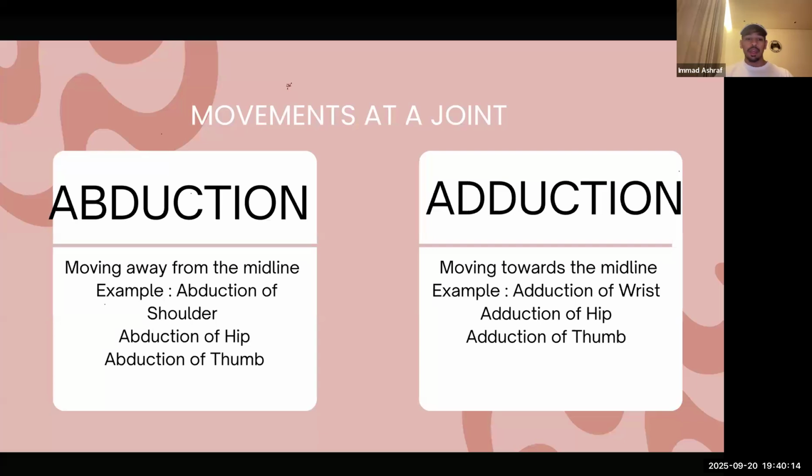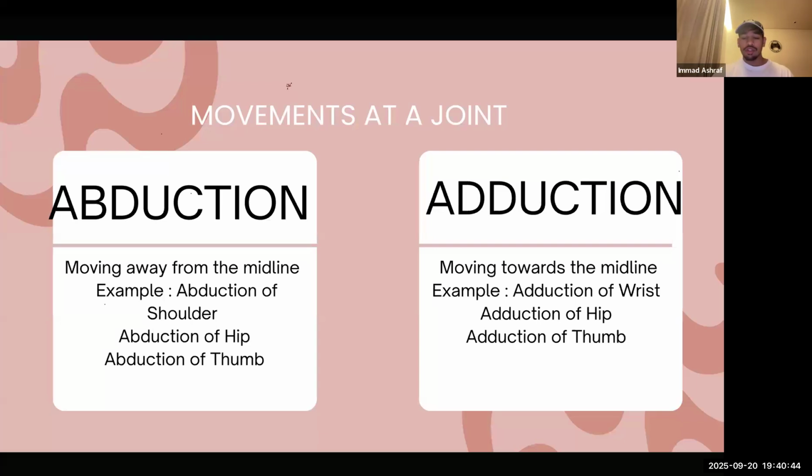So for example, I can abduct my shoulder. This is my shoulder right now, okay? If I were to do this, my shoulder is moving away from the midline. The midline's over here, and the shoulder is moving away. This is abduction. Abduction of your hip, abduction of your thumb is possible. I'm in anatomical position right now. If I move my thumb farther away, look at my right hand, all the way, I'm abducting it, because I'm moving it away from the midline. You understand that? And then adduction is moving towards the midline.